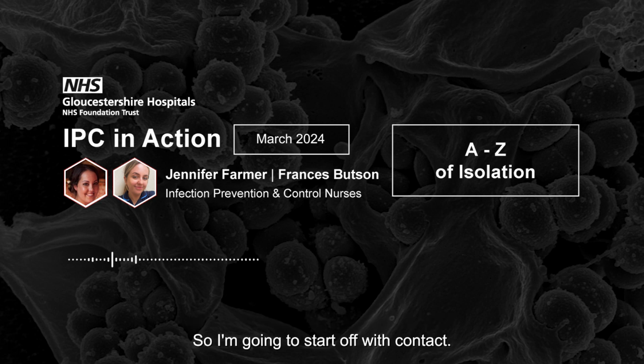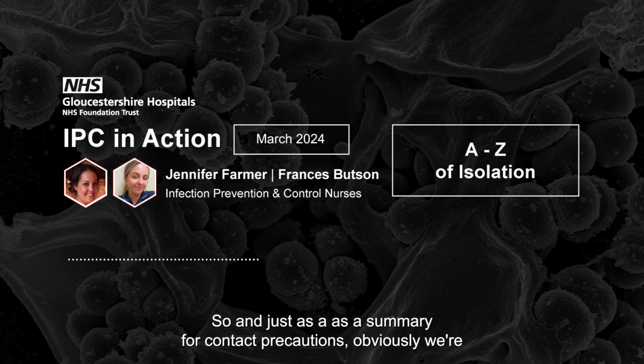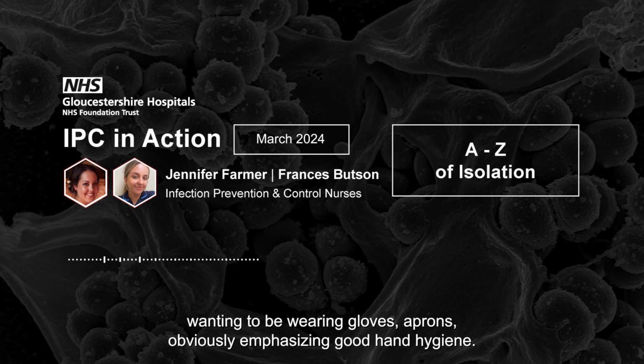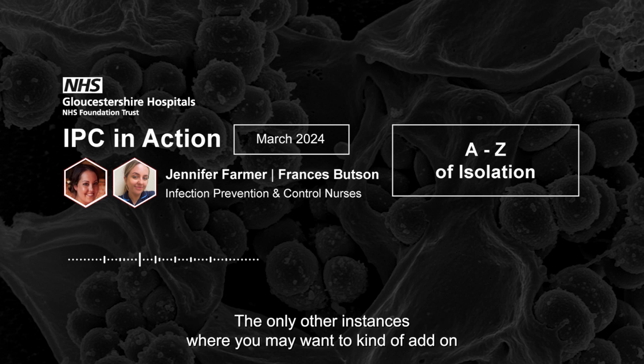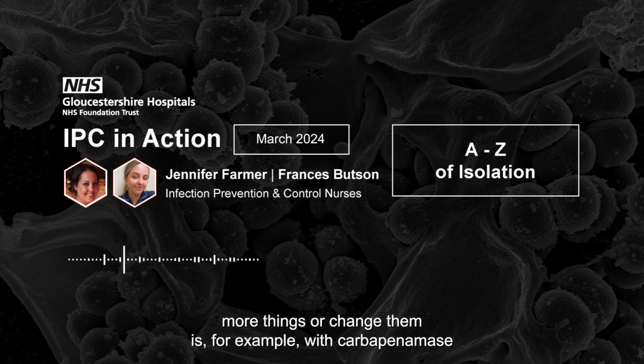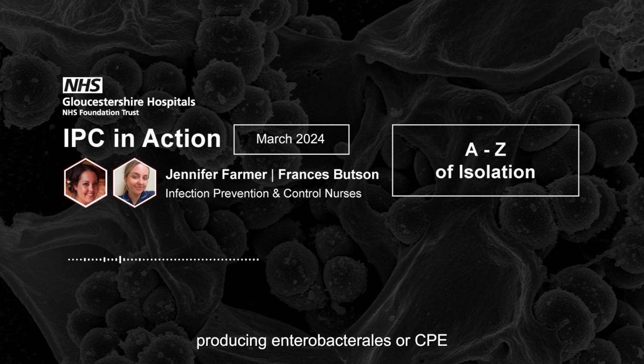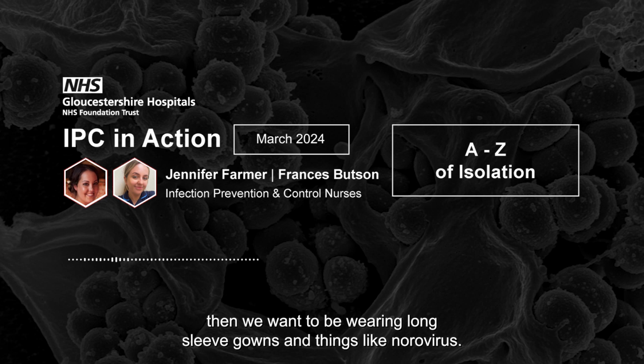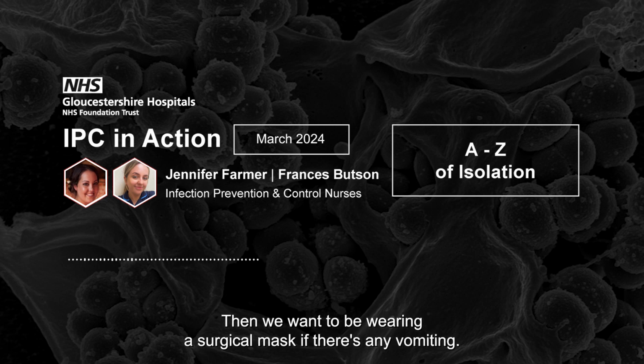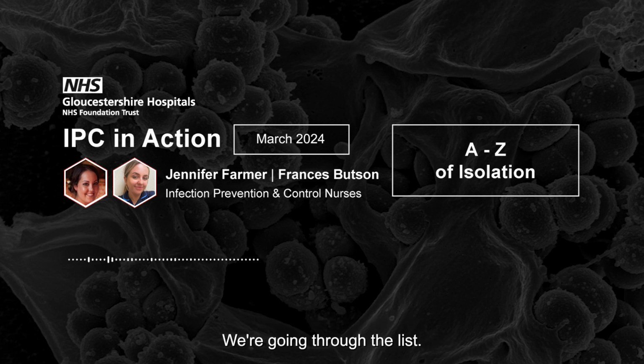So, we're going to start off with contact, so the contact route of transmission. Just as a summary for contact precautions, we're wanting to be wearing gloves, aprons, emphasising good hand hygiene. The only other instances where you may want to add on more things or change them is, for example, with carbapenemase producing enterobacterales, or CPE, then we want to be wearing long sleeve gowns, and things like norovirus, then we want to be wearing a surgical mask if there's any vomiting. But we'll just go through the list.